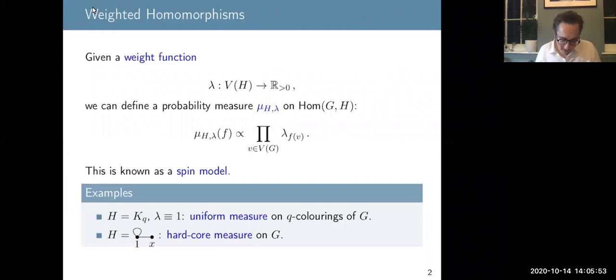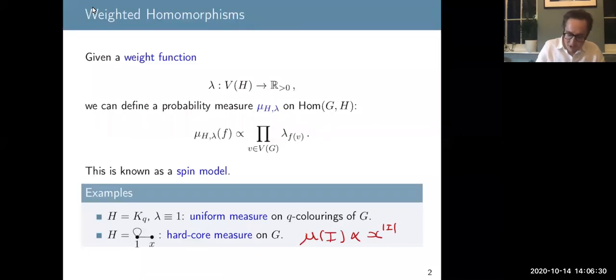If I look at the second example, with this looped graph again, and weight one vertex with the weight 1 and the other with some positive parameter x, what I get is known as the hardcore measure on G. And what's the hardcore measure doing? It's selecting some independent set I with probability proportional to x to the size of I. So for small x, I'm biasing towards small independent sets, and for large x, I'm biasing towards large independent sets.